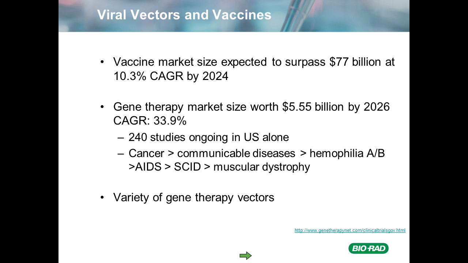So the vaccine market is large. It's expected to surpass $77 billion by 2024 with an annual growth rate of about 10.3%. The gene therapy market is smaller, about $5.5 billion by 2026, but you see that its growth rate is even more robust at about 34%. Right now, there are some 240, maybe 250 studies going on in gene therapy in the U.S. alone, and below I put the list of the major categories for which gene therapy is in clinical trials right now.